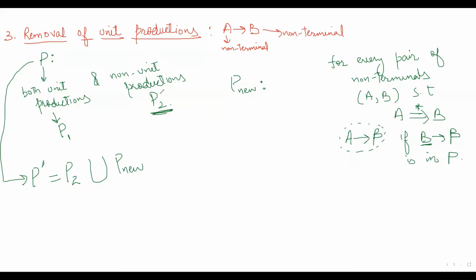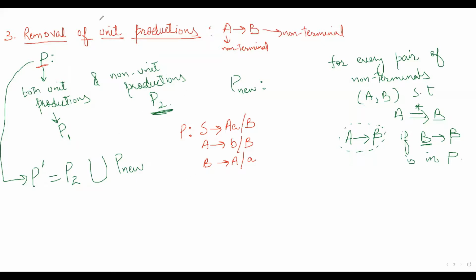Okay, so let me explain it with the help of an example. Let's say this is our grammar. Instead of writing the entire grammar, let's write only the production rules. S gives A comma B, A gives B comma B, B gives A slash A.